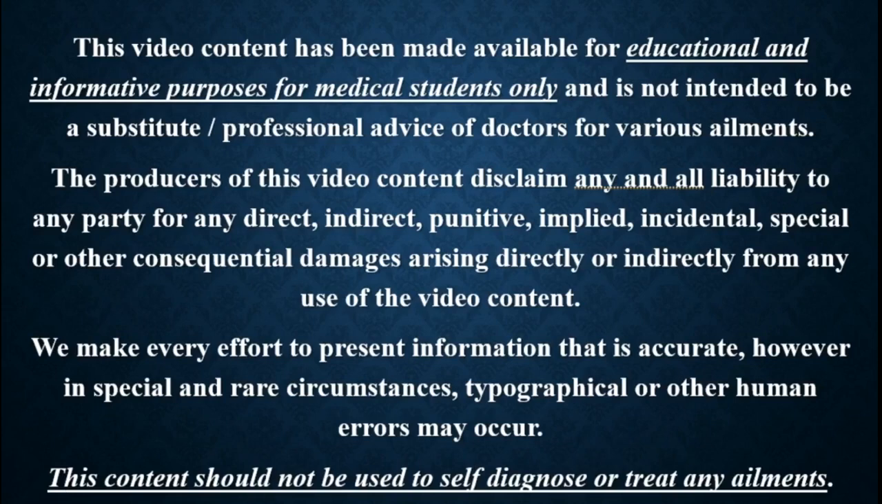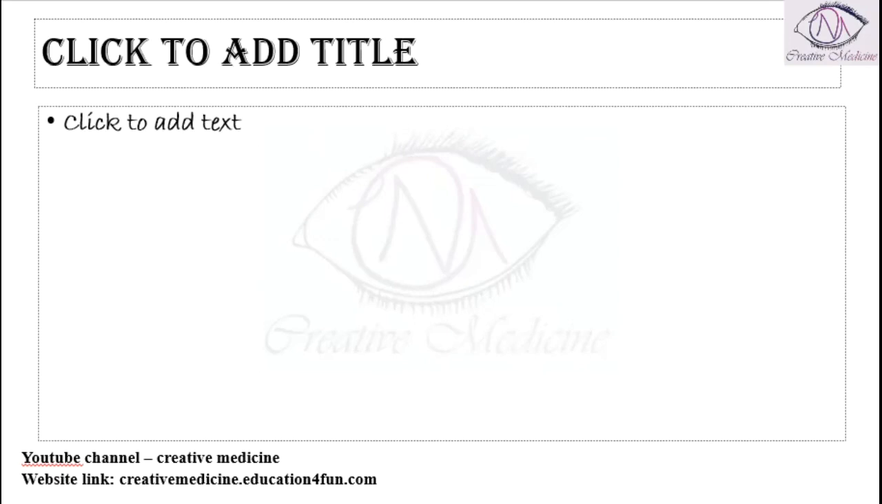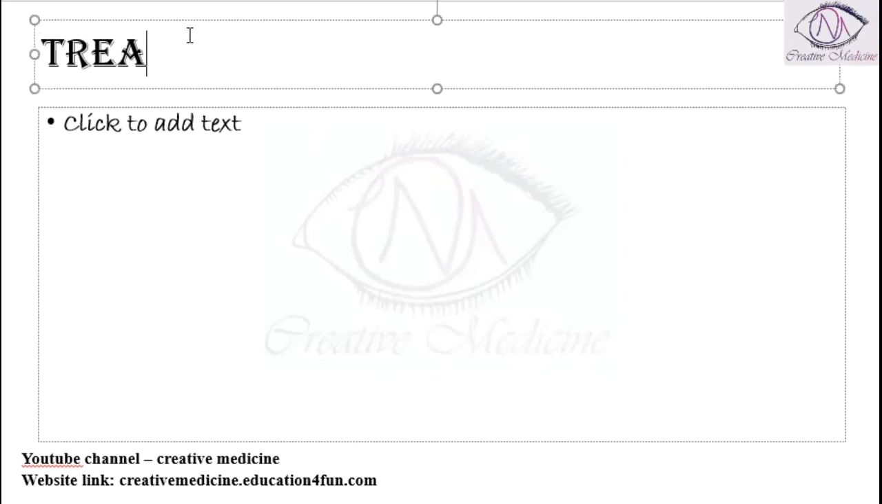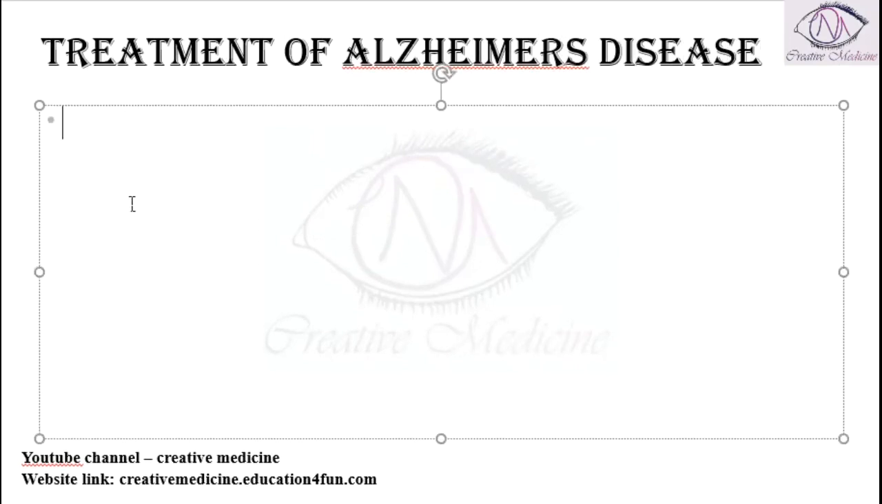In this lecture, we will learn about the treatment of Alzheimer's disease. Now, how are you going to treat Alzheimer's disease? Alzheimer's disease can be treated by the drug donepezil, which is actually the drug of choice for treatment of Alzheimer's disease. The mechanism of action of donepezil is that it will inhibit the enzyme cholinesterase.